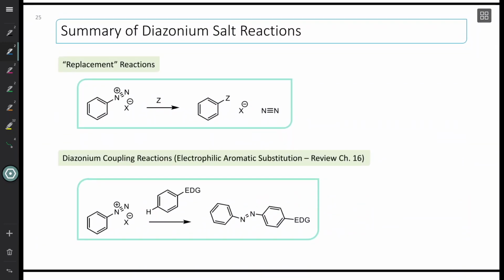Now, why do we want to make these diazonium salts? They seem a little funky. What do we do with them? They are good for two really amazing things. The first are called replacement reactions. We say replacement because we're not going to teach you the mechanism. It's not SN2, it's not an electrophilic aromatic substitution like we studied in chapter 16. So for now, it's just a replacement.